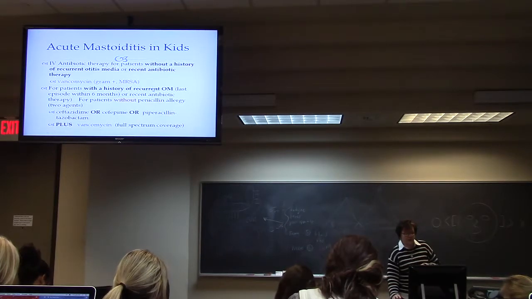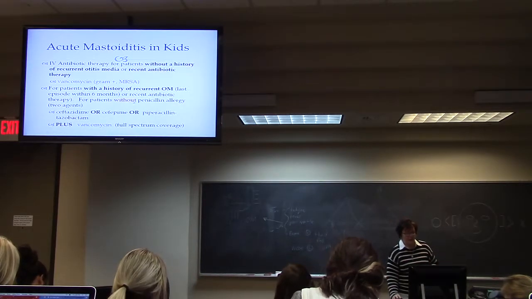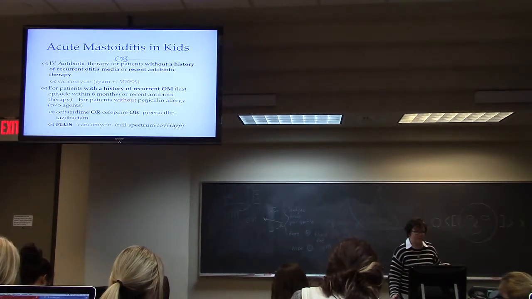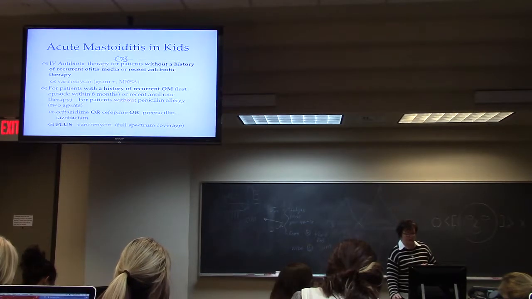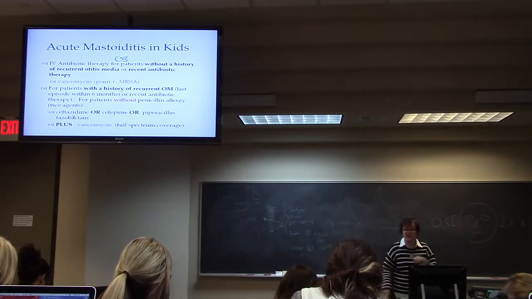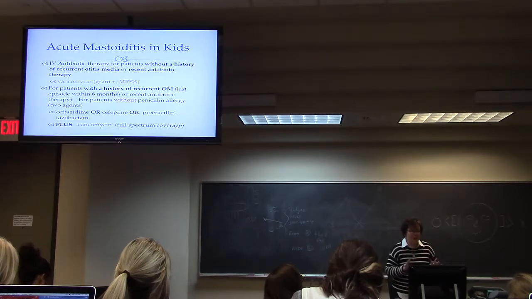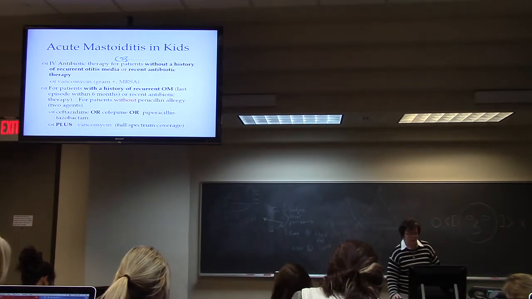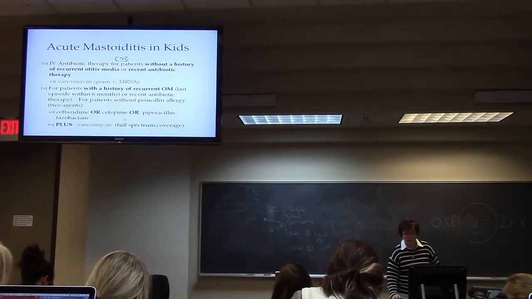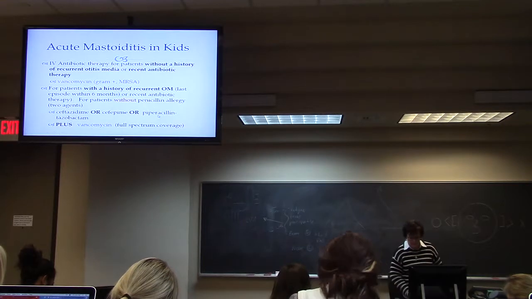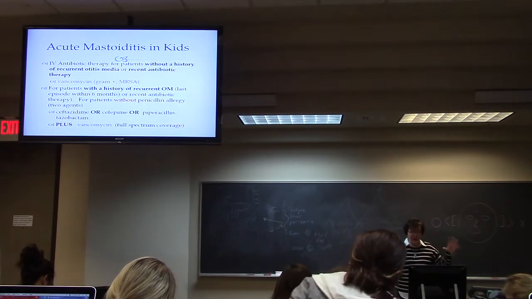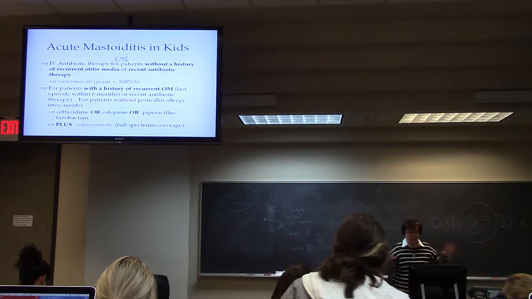If they have a history of recurrent otitis media within the last 6 months or recent therapy, and they do not have a penicillin allergy, so you've got those 3 things to keep in mind, then you're going to go with vancomycin and add a cephalosporin. Or you can use piperacillin tazobactam. That's a very powerful antibiotic. I think most people would go with the other 2 first, unless there's a compelling reason. So when you look at that antibiotic regimen, it covers about everything.